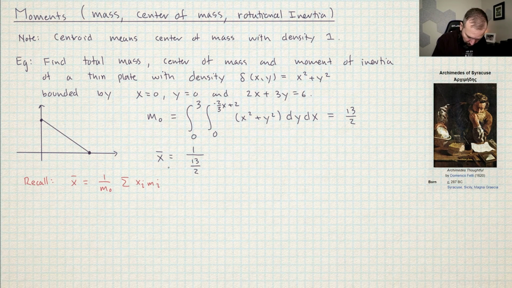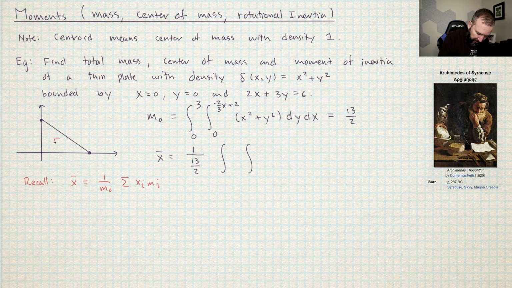Okay, so 1 over the total mass. And then what I'm trying to do is just this one-dimensional formula where I do the location of a piece of mass multiplied by the amount of mass that is there. So I'm going to need to add all these things up.